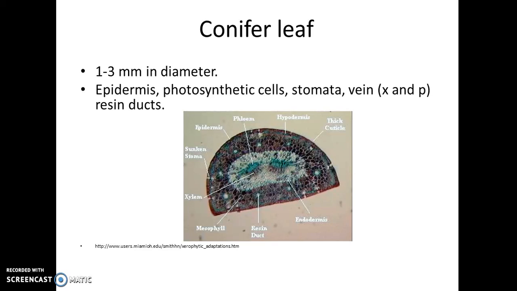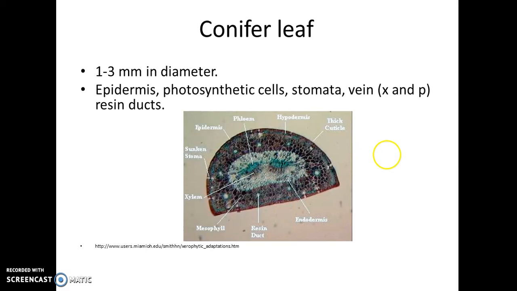The conifer leaf, about 1 to 3 millimeters in diameter, has an epidermis, which is the outer layer, protects. Photosynthetic cells, which undergo photosynthesis. Beautiful. We have the stomata. Now, the stomata are holes in the outer portion of the leaf, which allows gas exchange. Carbon dioxide can enter for photosynthesis, and oxygen can leave, which is a result of photosynthesis.